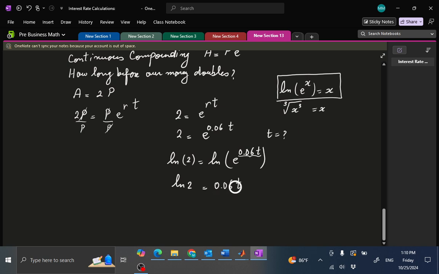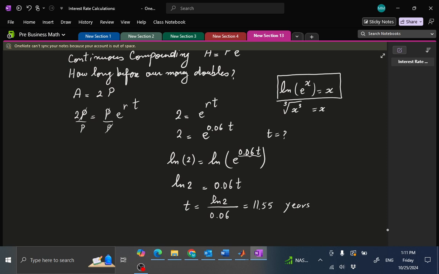Now we have the rate. We want to figure out what the time is going to be. So for t, we divide both sides: the logarithm of 2 divided by 0.06. We crank up our calculator as usual. My calculator shows 11.55 years. So at this rate, we are going to double our money in about 11.5 years.